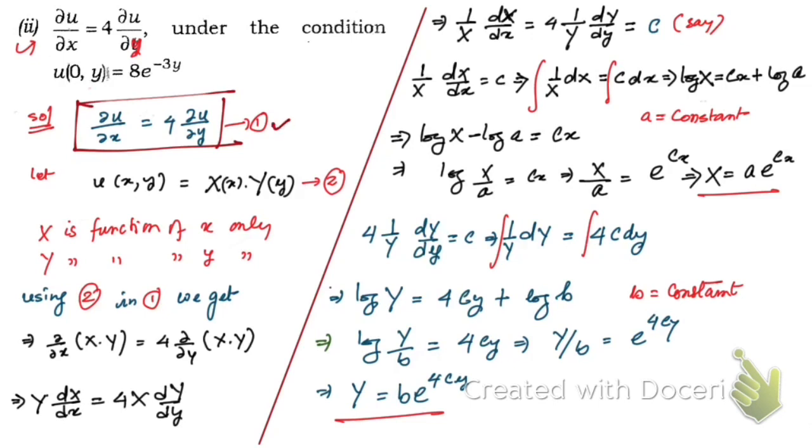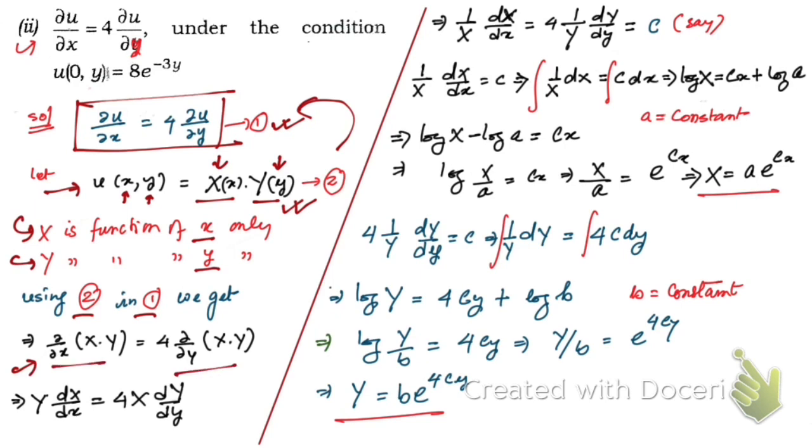So let it be equation number 1, and let me consider the solution u, which is a function of small x and small y, as a product of two functions, which are functions of x and y only. So capital X is a function of small x only, and capital Y is a function of small y only. So using this value of u in equation number 1, that is using 2 in 1, we have got this. So this is the left hand side and this is the right hand side of this equation after putting the value of u, right?